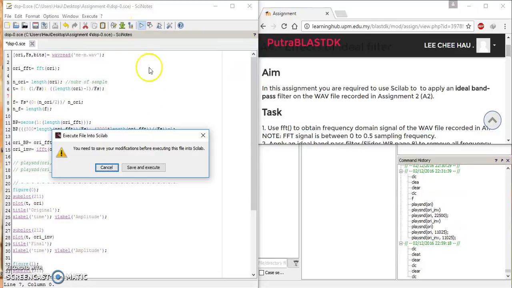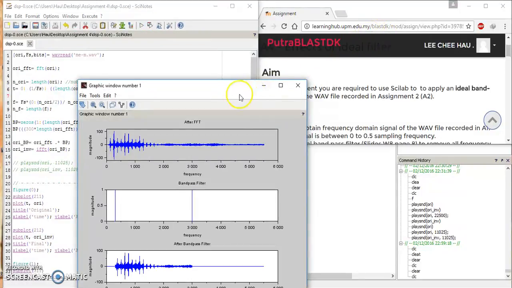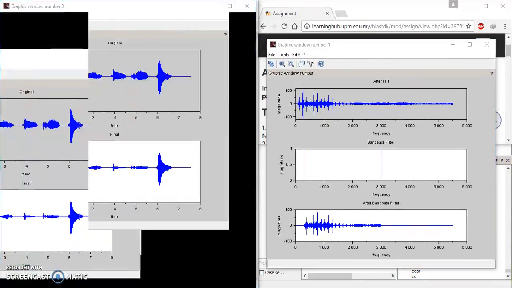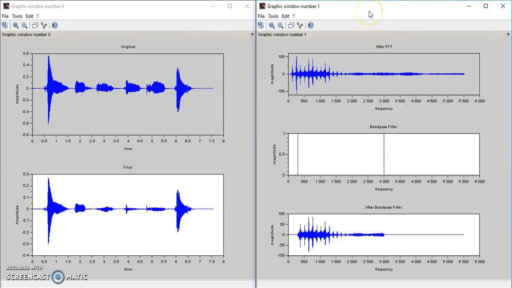Okay, run. These are all the graphs plotted. Let us first look at the original waveform. This is the original waveform after undergoing FFT, the fast Fourier transform, and over here the bandpass filter is designed. The bottom one is the top one after the FFT being filtered, and over here is the final product that undergoes inverse FFT.